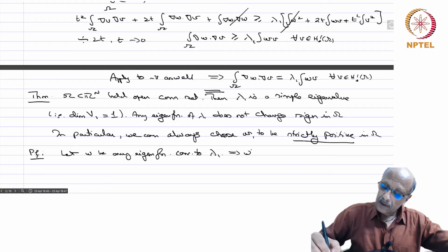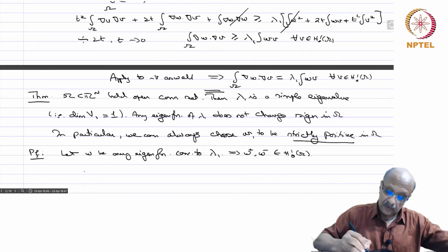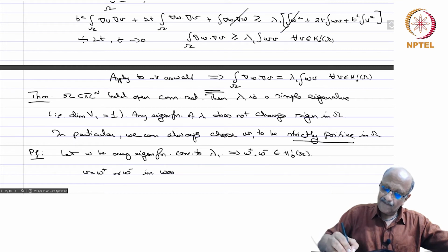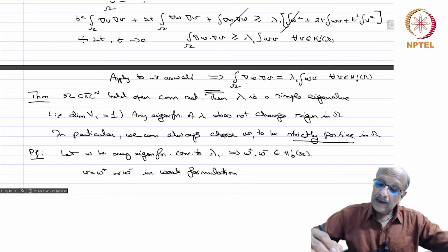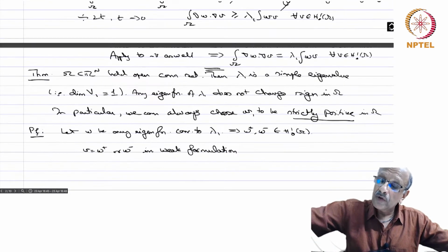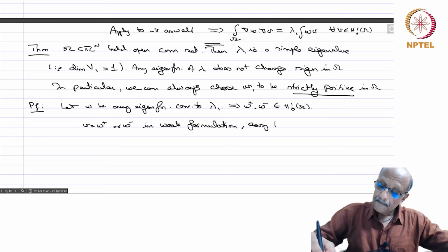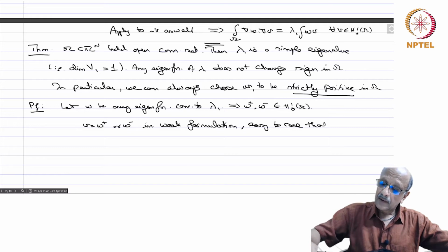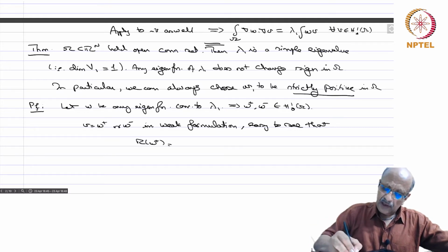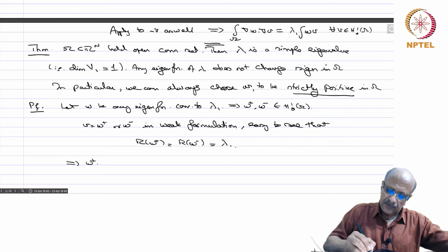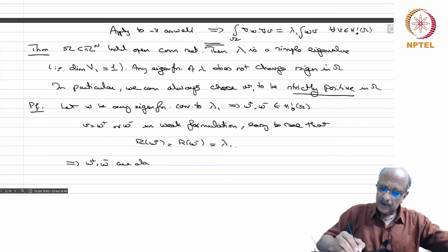Then W plus and W minus belong to H1_0 of omega. We have seen this before. Now, if you choose V equals W plus or W minus in the weak formulation, so here grad W plus or grad W minus, then we know how to evaluate this. We have done this before. So, it is easy to see that R of W plus equals R of W minus equals lambda 1. So, this implies that W plus and W minus are also eigenfunctions.